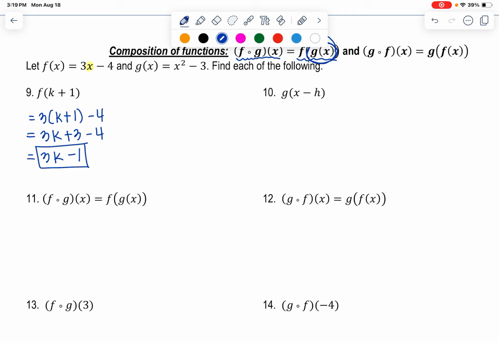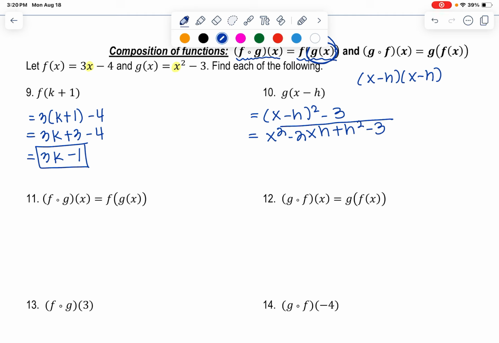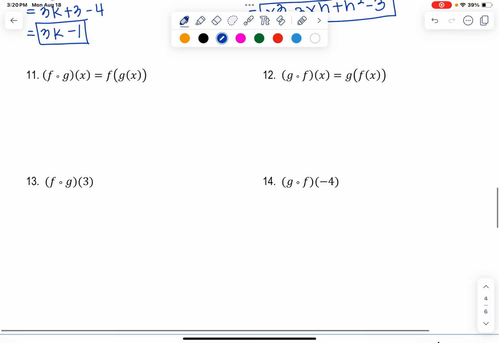This one here, find g of x minus h. So here's g, and wherever there's an x, you're going to write x minus h instead. So we have x minus h squared, and then minus 3. Expand x minus h squared. Remember, that's x minus h times x minus h, and then multiply that out. So that's x squared, negative xh and negative xh is negative 2xh, plus h squared minus 3. And then there's no like terms to combine. There's my final answer. All right, moving on to the next 4.